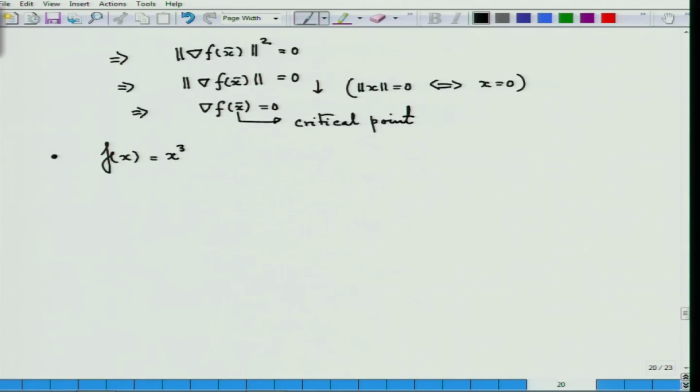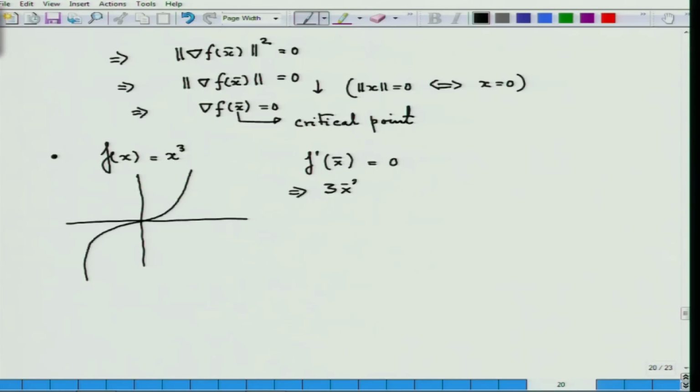Now you have f x equal to x cube. Let us look at the picture of f x equal to x cube, the graph. Now f dash x bar equal to 0 would imply 3 times x bar square is equal to 0, and that would imply x bar square is equal to 0, and that would imply x bar is equal to 0. So, the only critical point in this case is x bar equal to 0.